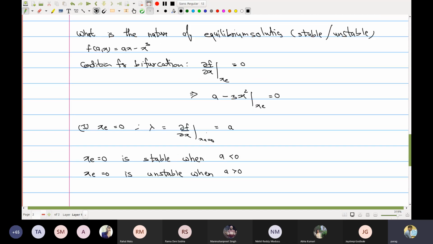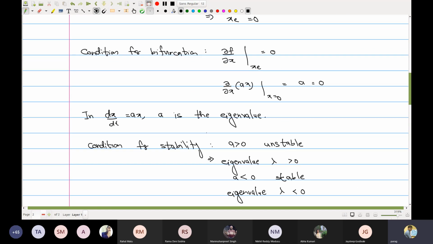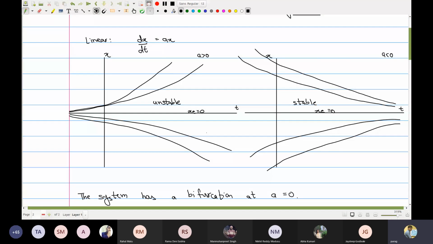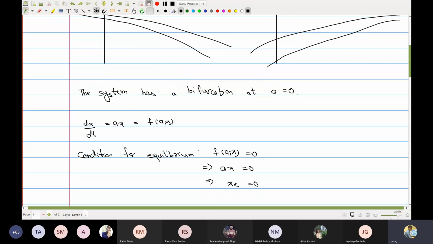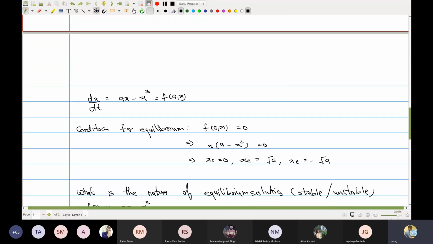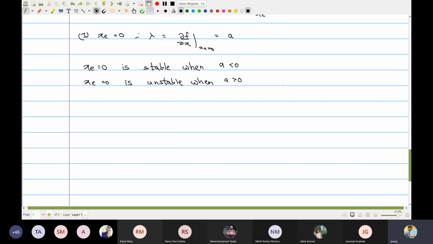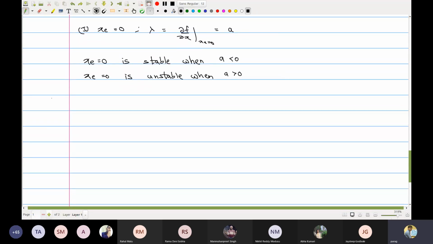Have you seen this previously? Yes. Let's go and see the phase portrait of dx by dt is equal to ax. So xe is equal to 0 is an unstable solution when a is greater than 0, and the exact opposite of it for a less than 0. So such a condition definitely exists for the same equilibrium solution. But what about the other equilibrium solution?